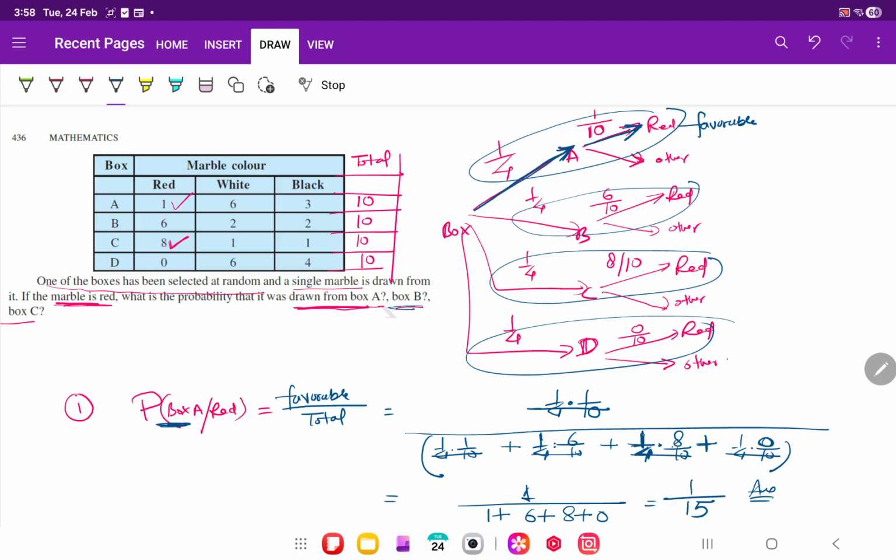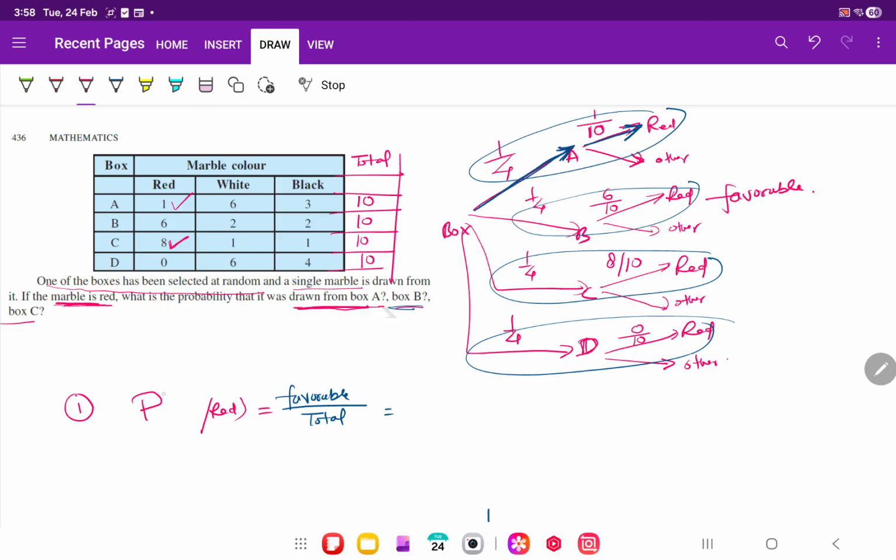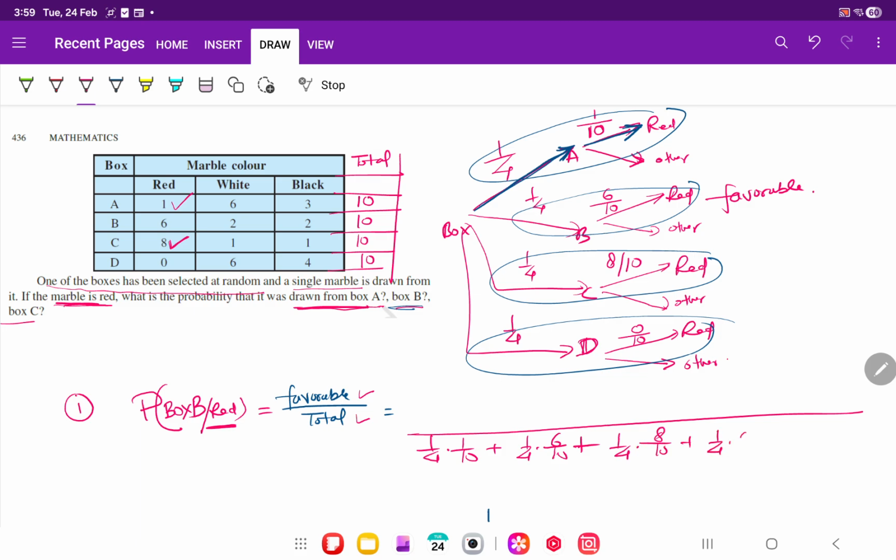Similarly, we will find the probability for box B. Okay, note it down and we will do it for box B. So for box B, the favorable one will be this one. Correct? So we have to find the probability. I am writing the probability that it is taken from box B given it is red. So again we will use the same formula, favorable by total. So total cases that it is red is exactly the same, 1 by 4 into 1 by 10, 1 by 4 into 6 by 10, exactly the same, correct? 1 by 4 into 0 by 10.